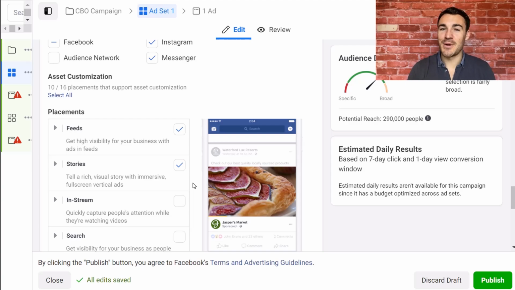Go ahead and adjust your placement options and take advantage of that 19% improvement if you didn't already have it set up that way.